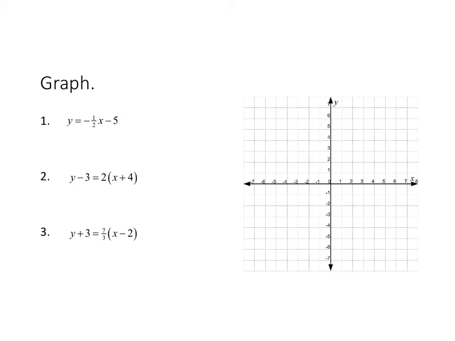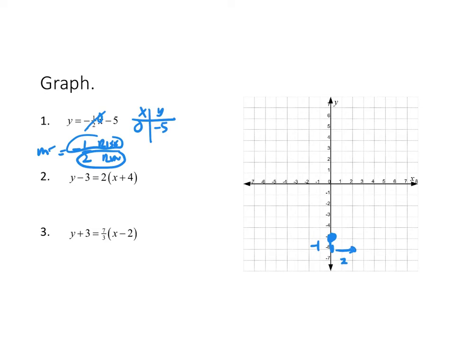Y equals mx plus b. I'll make a little table. X, y, plug in 0 for x. And we'll see that this term goes away. 0, -5. And then I have the slope of -1/2. So the rise must be -1, and the run must be 2. So it goes -1 is the rise, the run must be 2, and just connect the dots.